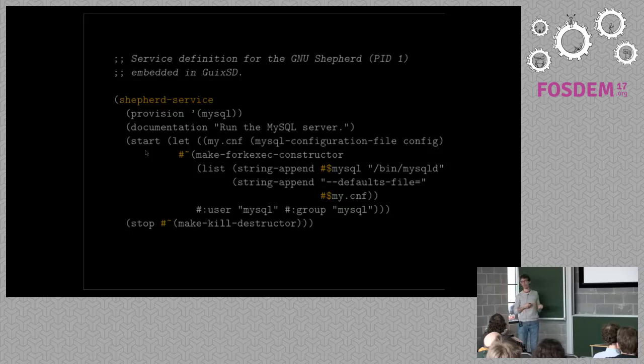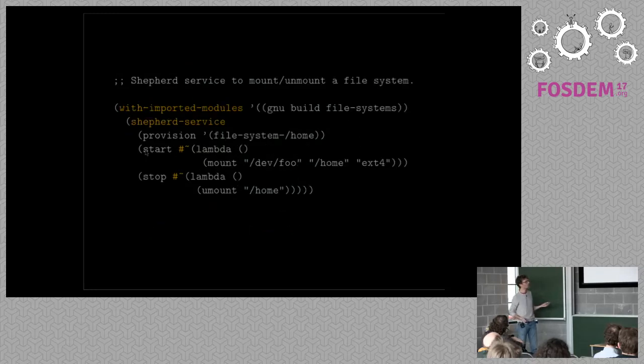So we're essentially using the API of the Shepherd here. We have this make-forkexec-constructor thing. It's a bit of an obscure name, but it's been there for ages, so that's how it is. Which tells, well, you know, to run MySQL, you need to call this command with this argument, and this needs to happen as this user, that kind of thing. So that's the basic idea.